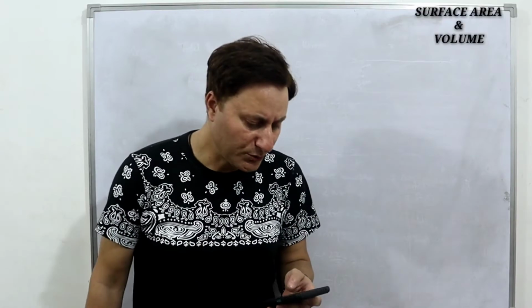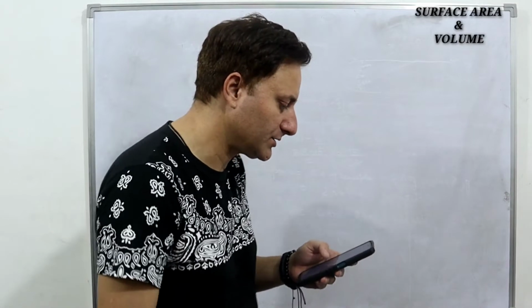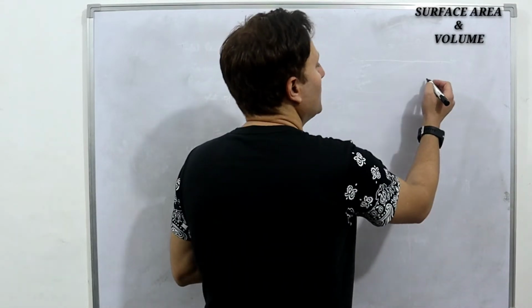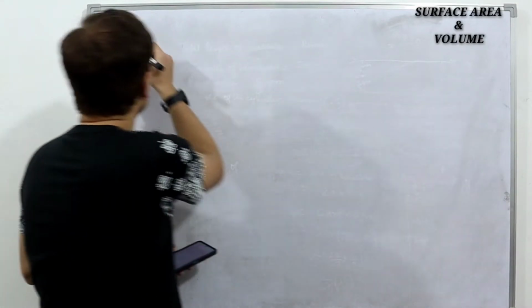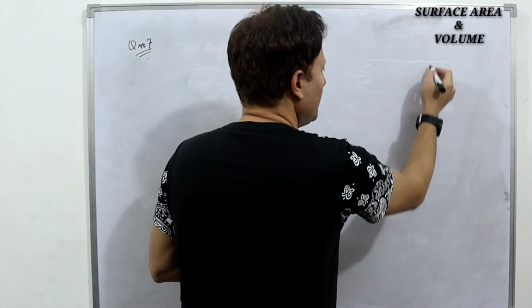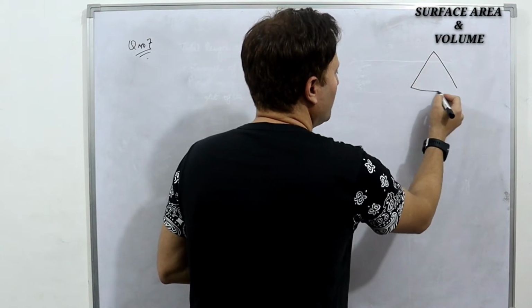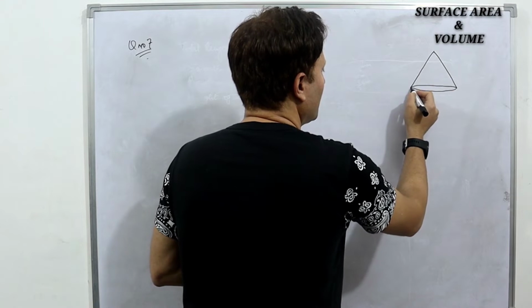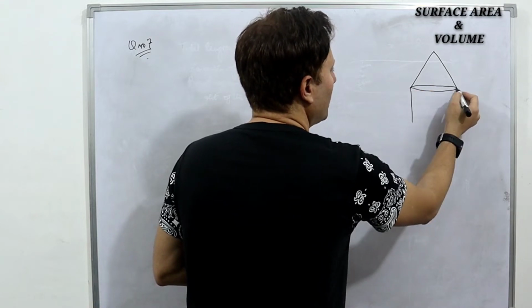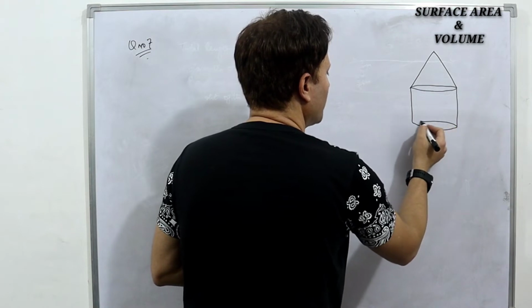Okay guys, so let's move on to question number 7. It says a tent is in the shape of a cylinder surmounted by a conical top. So we have a cylinder, and then it is surmounted by a conical top. So this is the conical top and then this is the cylinder which we are talking about.